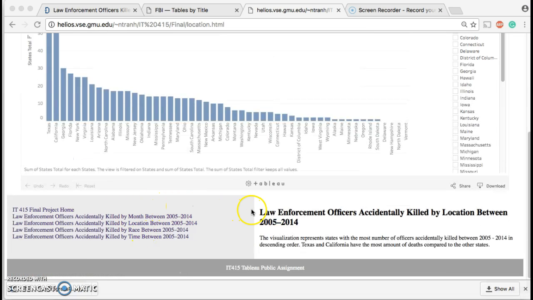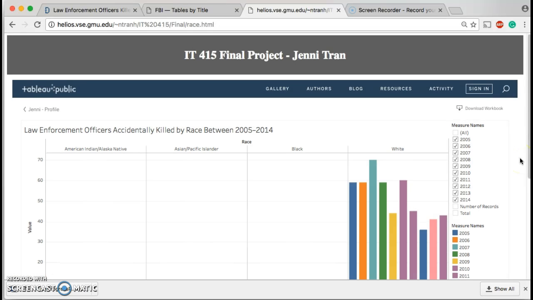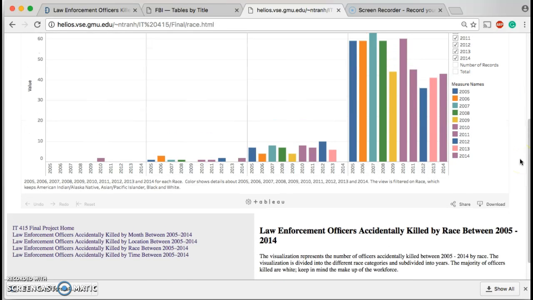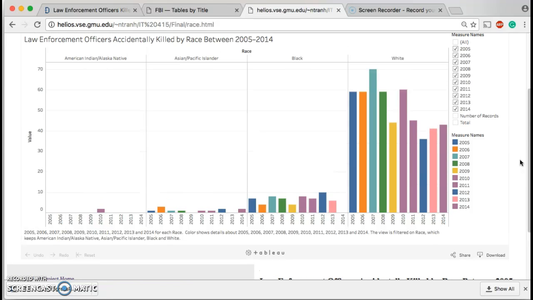Let's go to our third chart. So my third chart represents the number of officers accidentally killed by race. This visualization is divided into different race categories and subdivided into years.